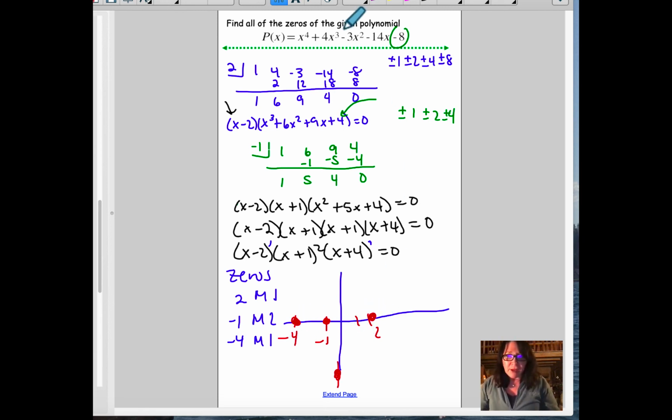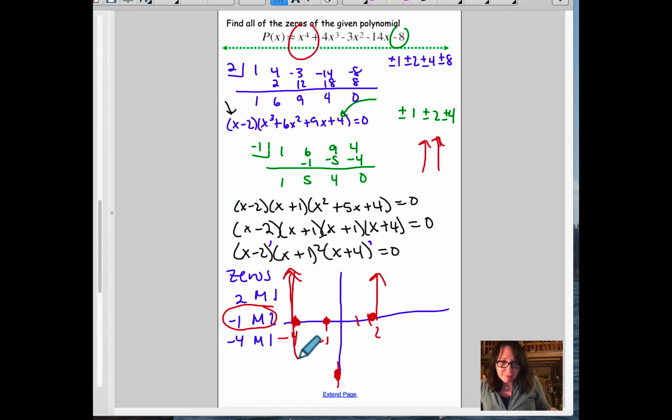Okay, so going back to the top, this is an x to the 4th power that's positive, which means my end behavior is positive, positive, which is both going up, which means the ends of my graph are both going up like that. Everything's going through except at negative 1, that bounces off. So right here, it means that this is going through here. At some point, it's got to go through negative 1, but it's going to bounce off negative 1, come down here, and then come back up, and then go through my graph like that. So finding all the zeros of the given polynomial, these are my zeros, 2, negative 1, and negative 4, and then this is what the graph actually looks like.